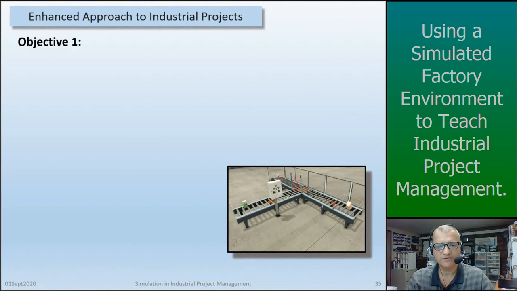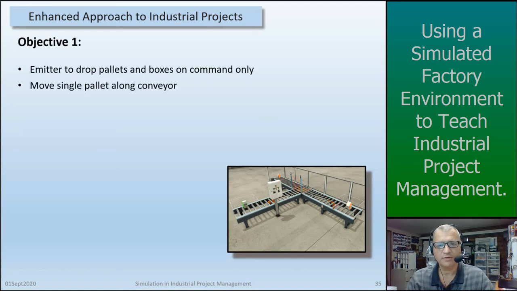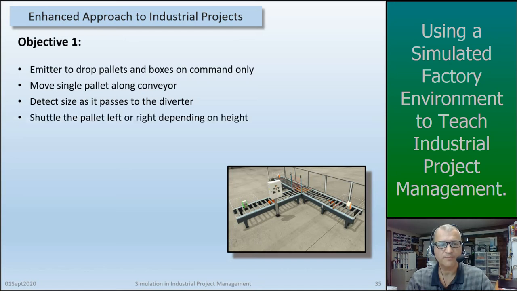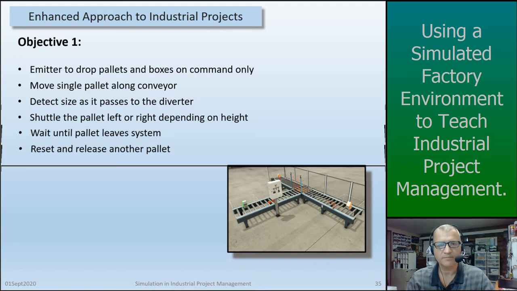I have several objectives for this project. In objective number 1, I use the emitter to drop pallets and boxes on command only. We move a single pallet along the conveyor. We detect the size as it passes through to the diverter. Then we shuttle the pallet left or right depending on size, and we wait until the pallet leaves the system before we reset and release another part.